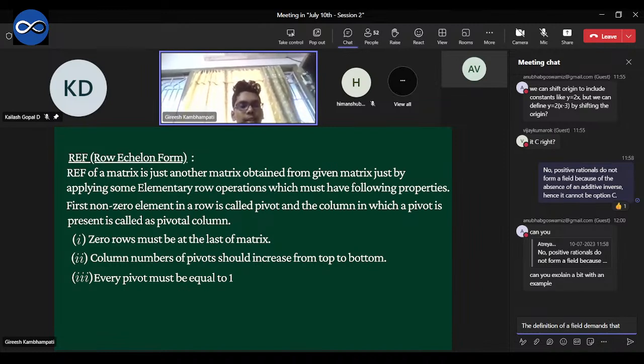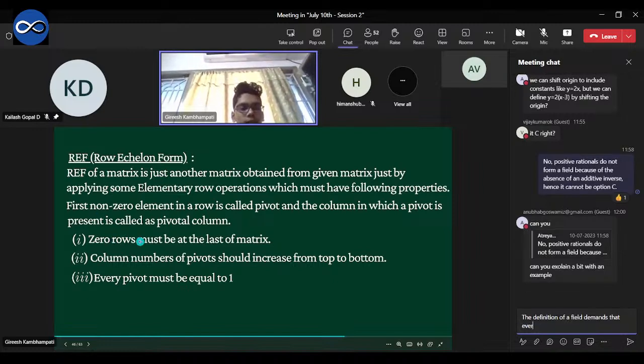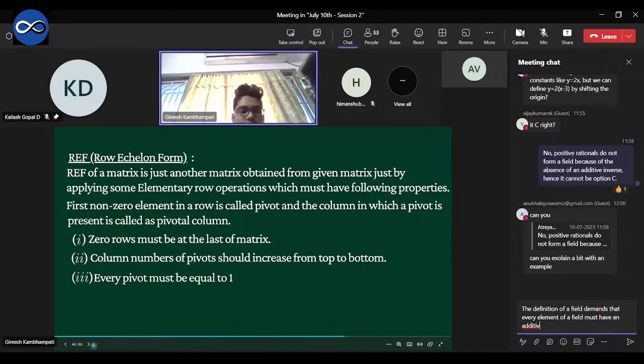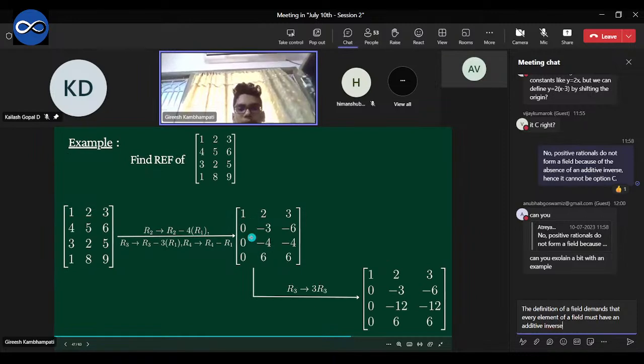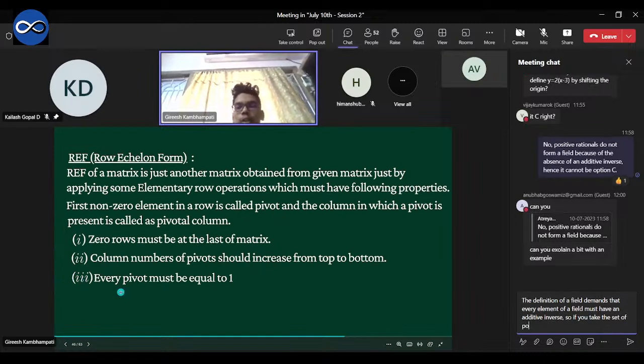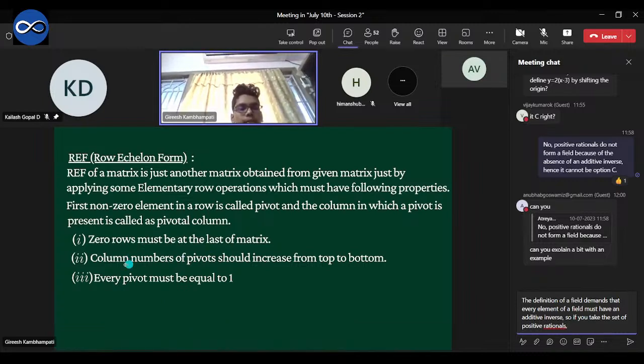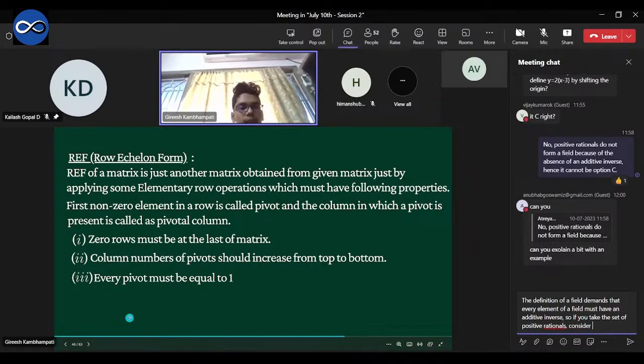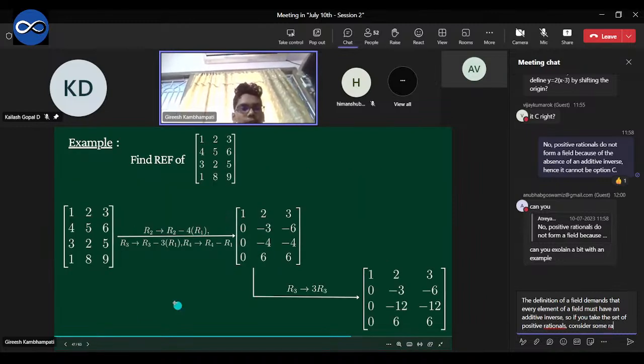This form should be in such a way that, as shown on the screen, zero rows, meaning the rows containing all zeros, must be at the last of the matrix. Column numbers of pivots: a pivot is the first non-zero element in a row. For example, here in the second row, the pivot is -3. Like that, the first non-zero element in a given row is called the pivot of that row. And the column in which a pivot is present is called the pivotal column. Zero rows must be at the last of the matrix, column numbers of pivots must be increasing, and every pivot must be 1. I will show an example.